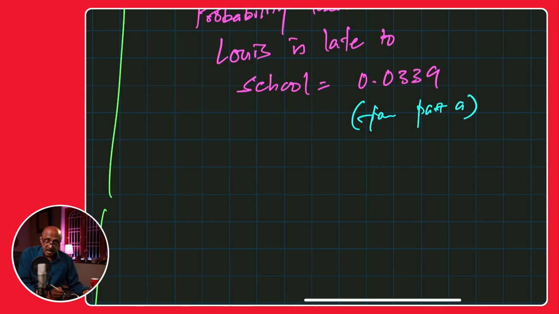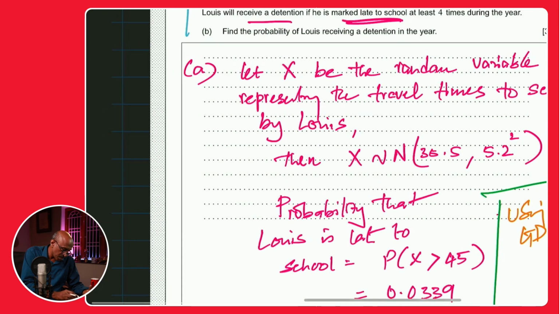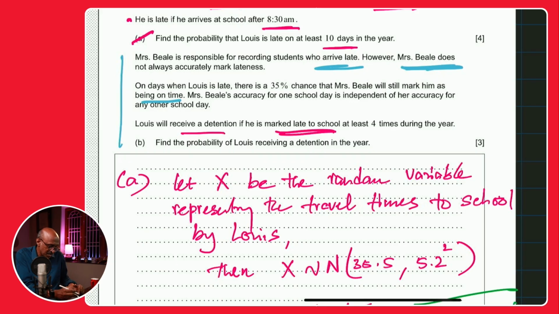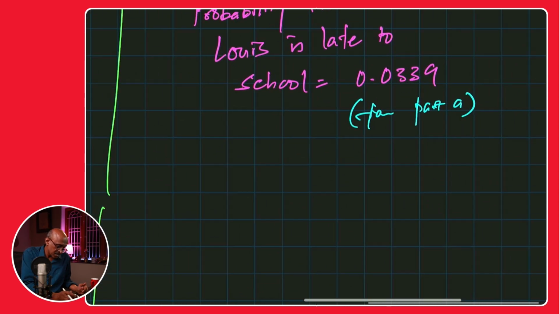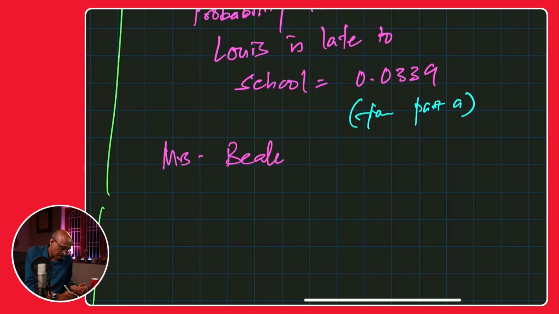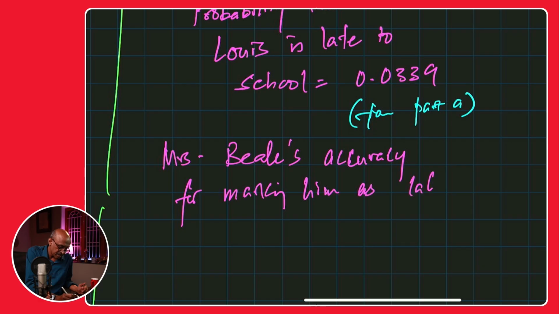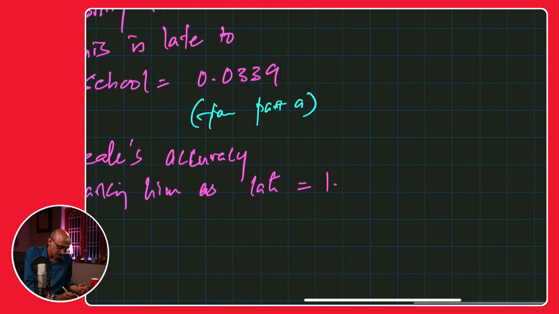Then comes Mrs. Beale's accuracy. Look at the language, we'll keep the language consistent. Mrs. Beale's accuracy of marking him as late would be 1 minus 0.35, so that is 0.65, all right?